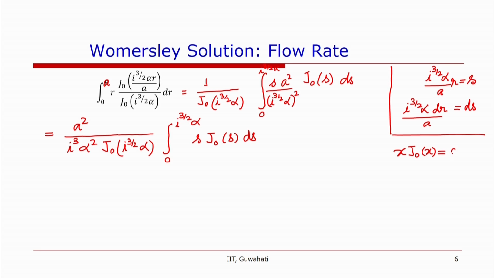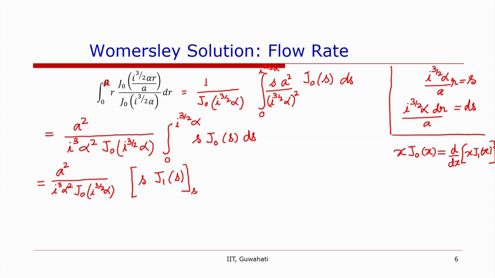x j0 x is equal to d by dx of x j1 x. So what we are going to do when we integrate this equation, we will get a square over i cubed alpha square, j0 i to the power 3 by 2 alpha and s j1 s at s is equal to i raised to the power 3 by 2 alpha.